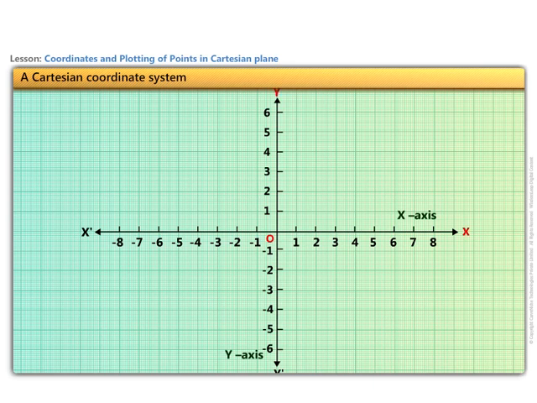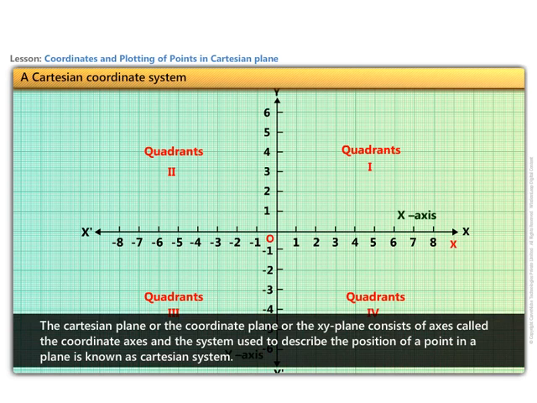OX and OY are called positive directions of x-axis and y-axis. Similarly, OX' and OY' are called the negative directions of the x-axis and y-axis respectively. The axes divide the plane into 4 parts which are called quadrants. The quadrants are numbered 1, 2, 3 and 4 anticlockwise from OX. The Cartesian plane, or the coordinate plane, or the xy plane consists of axes called the coordinate axes, and the system used for describing the position of a point in a plane is known as the Cartesian system.